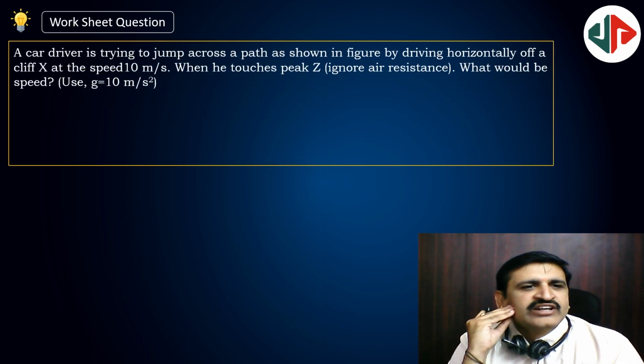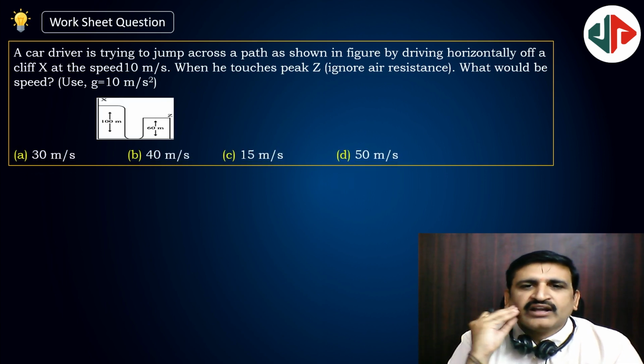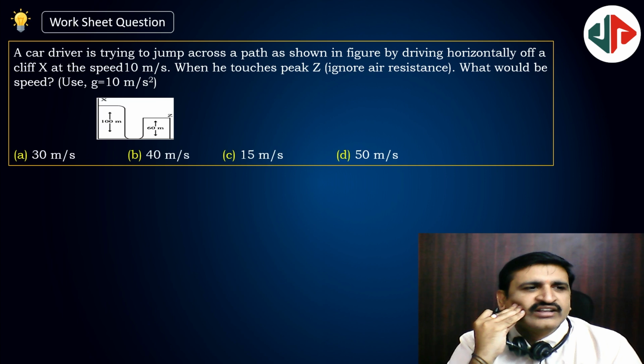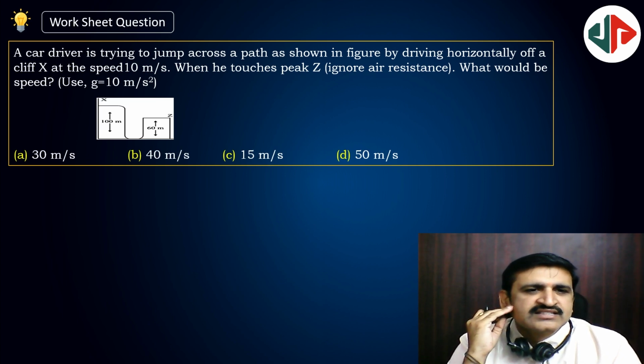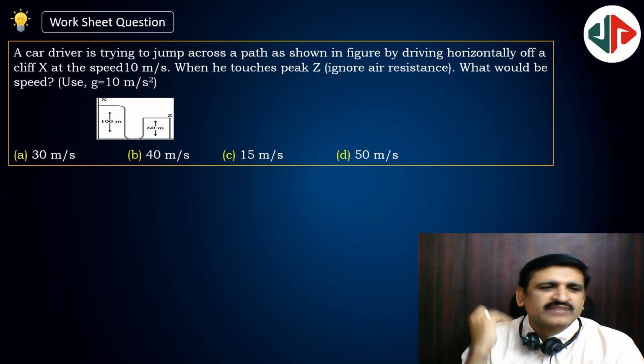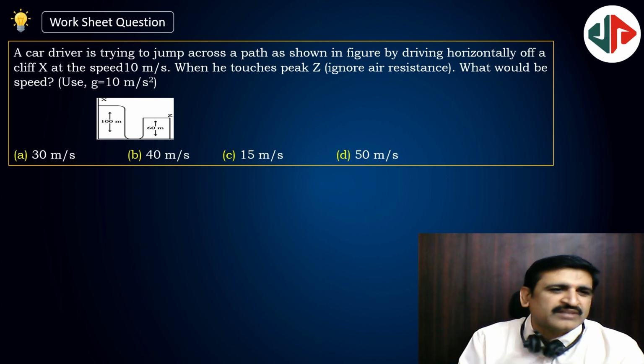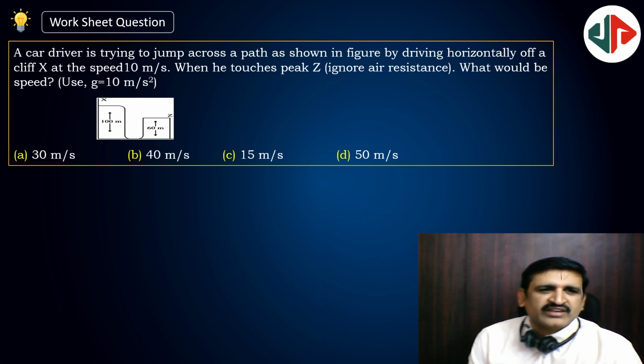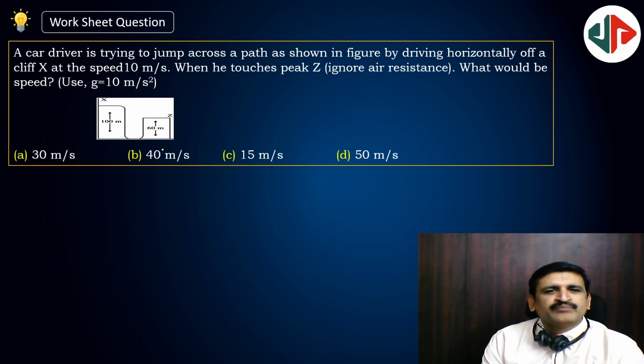Car driver is trying to jump across a path as shown in the figure. And by driving horizontally off a cliff x at the speed 10 meter per second. When he touches peak z, what would be the speed? Okay, this type of questions can be answered using conservation of energy better. No need of this way, but of course in any manner you can do. He is driving horizontally. Okay, horizontally. Horizontally he is coming with velocity 10 meters per second.